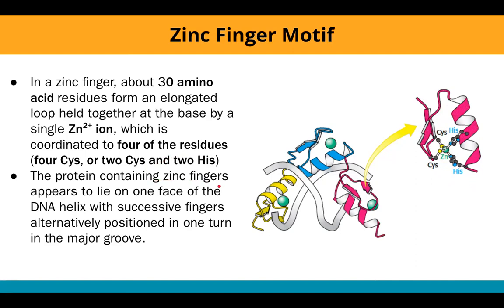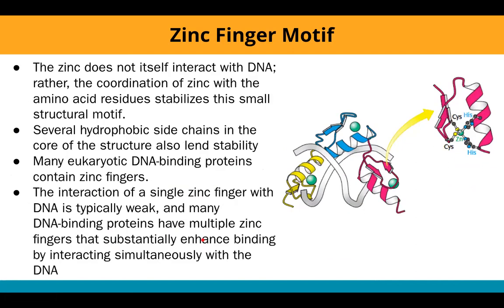The protein containing zinc fingers appears to lie on one face of the DNA helix, with successive fingers alternately positioned in one turn in the major groove. Now, please remember that the zinc ion itself does not interact with the DNA. Rather, the coordination of zinc with the amino acid residues stabilizes this small structural motif. So basically the function of the zinc is to stabilize the motif. We also have several hydrophobic side chains in the core of the structure, which lend stability.